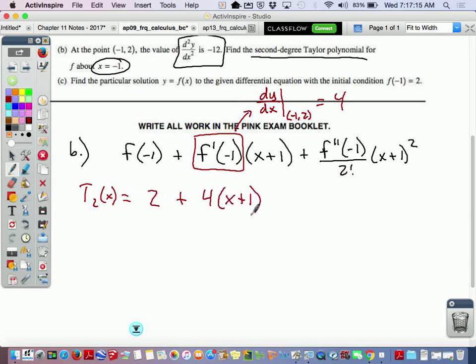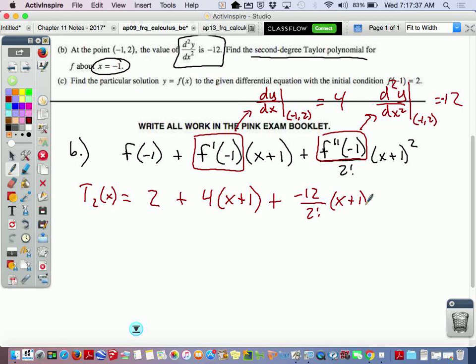And then this second derivative, well, that's what they give us in this problem. This is equal to the second derivative at the point negative 1, 2, and we know that that's equal to negative 12, excuse me. So we'll do negative 12 over 2 factorial times x plus 1 squared. If we wanted to simplify that, we can. Otherwise, we could leave it as this. And this is all that work for 1 point. So it would be all or nothing for this one.